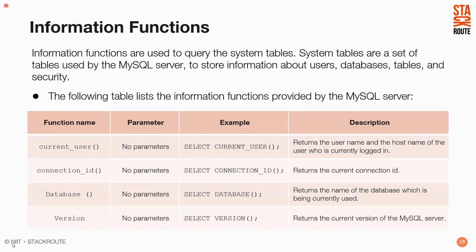Information functions are used to query the system table. I have created a database and table. Later, if I want to know more information about my MySQL, for example, who the current user is, what version I am using, what schema I am using, what database I am working in, those predefined system information I can retrieve with the help of information functions. Make a note of it.